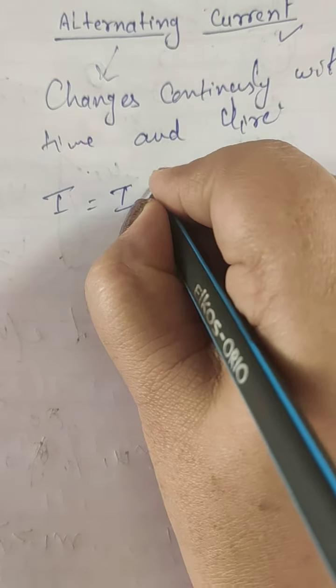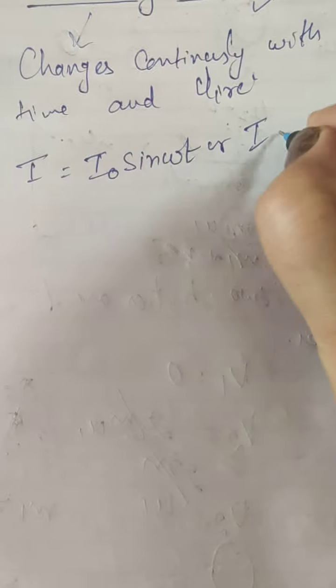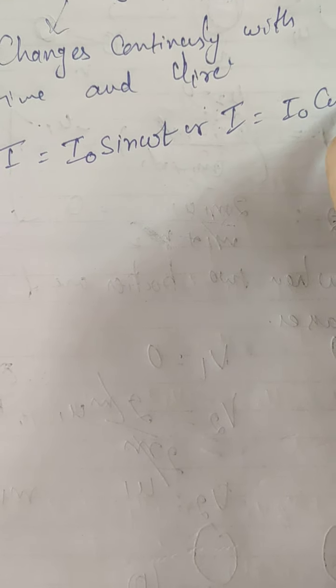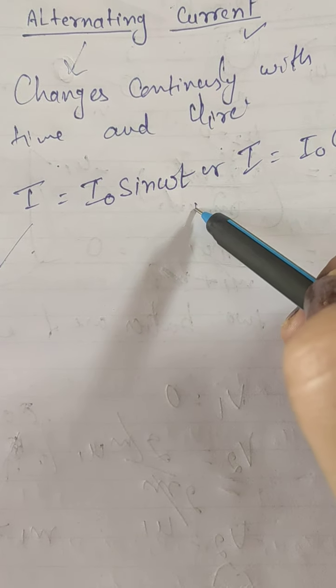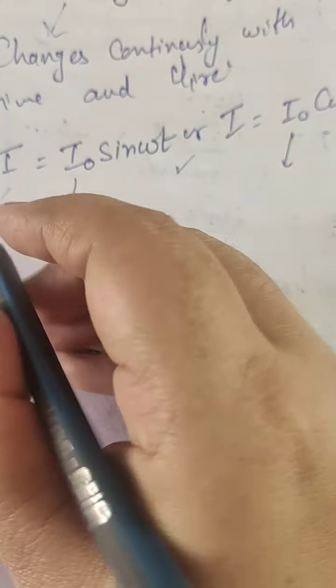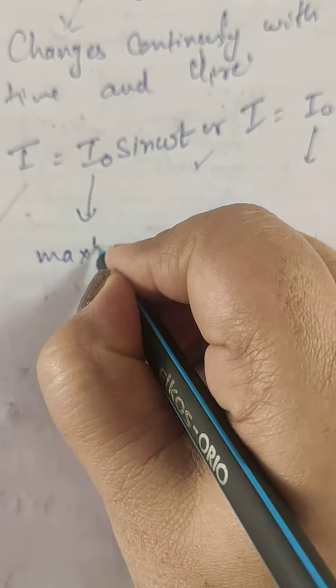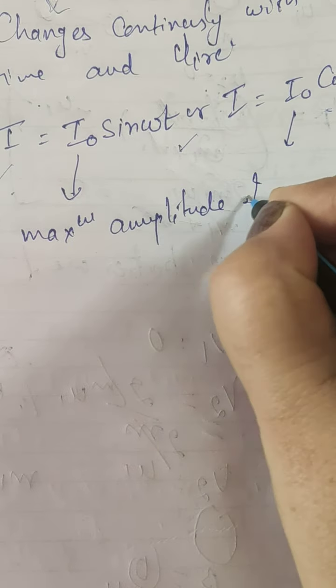is represented as I is equal to I naught sine of omega t, or I is equal to I naught cos of omega t. Means this alternating current can be represented in terms of sine wave or cosine wave. Here I naught represents the maximum amplitude of the wave.